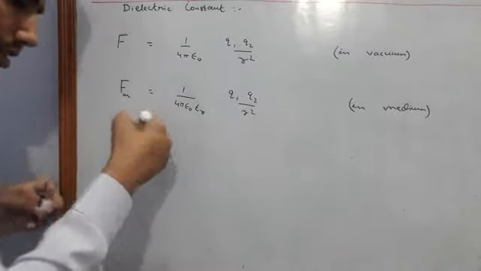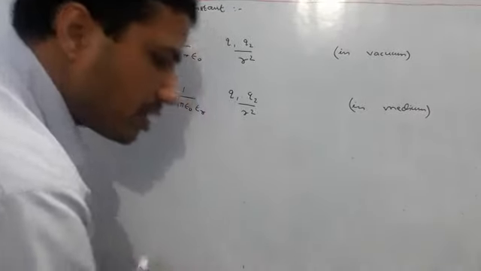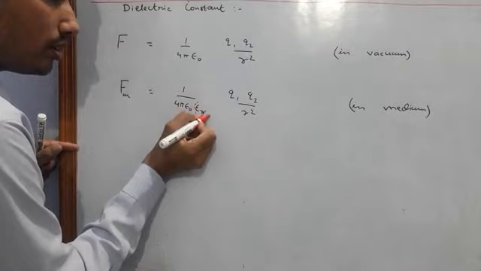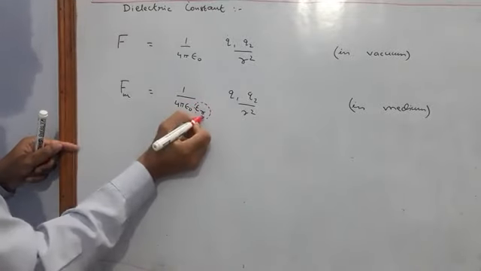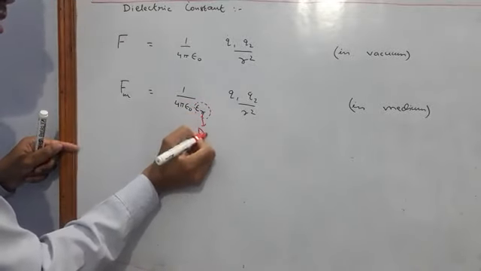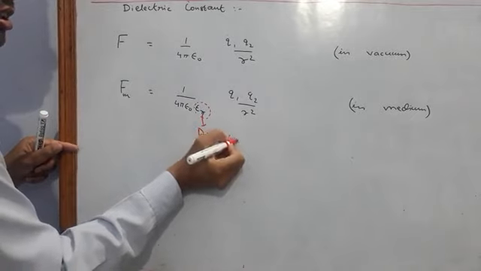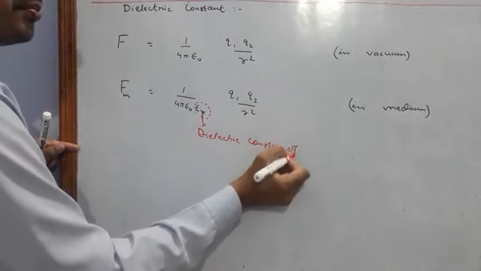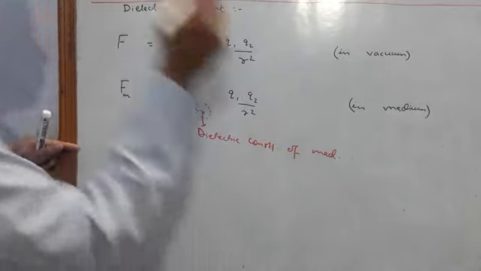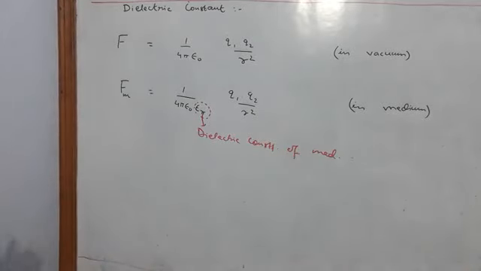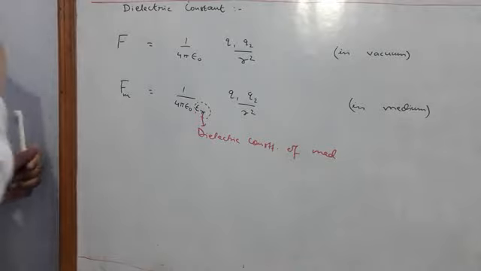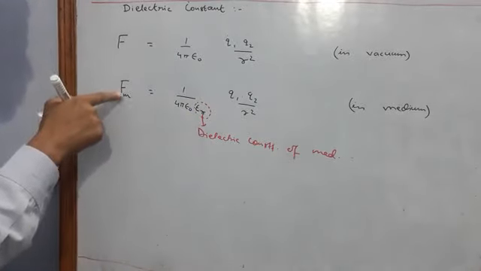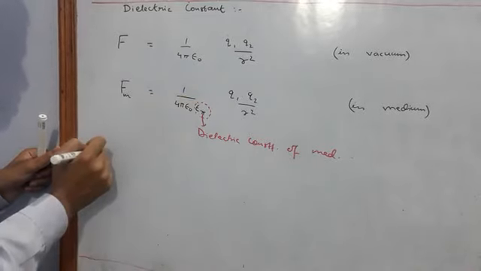This quantity epsilon r is called the dielectric constant of the medium. The more the dielectric constant of a medium, the lesser will be the force between the pair of charges.